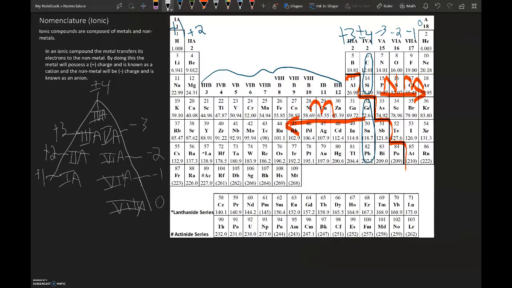So this mountain is just to help in remembering the charges of the different groups that you find on the periodic table. And remember, the transition metals are not included here for the reason that they vary in charge. Again, we'll talk about that later in this video.